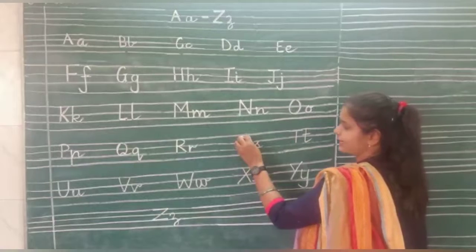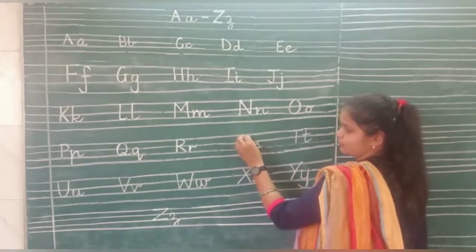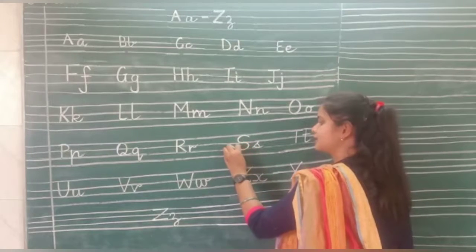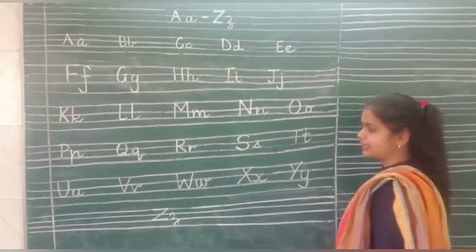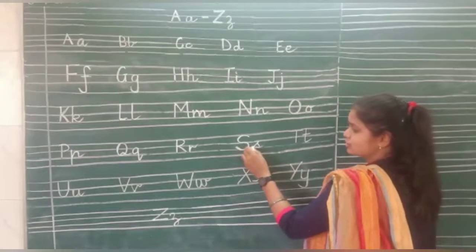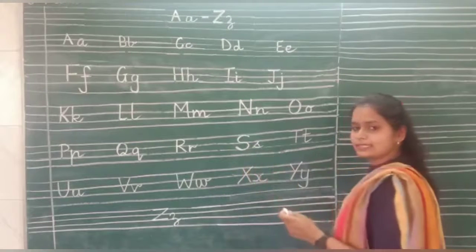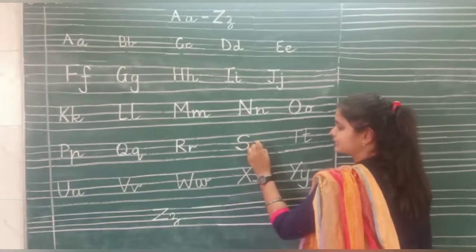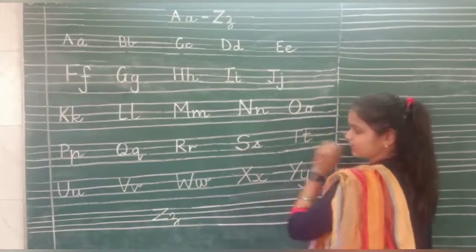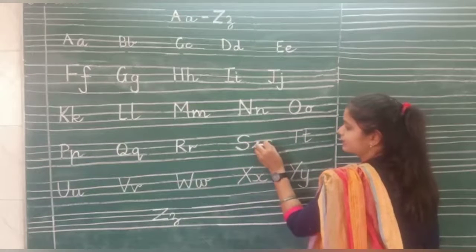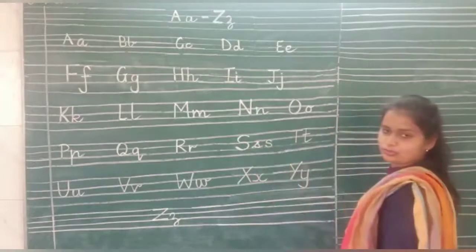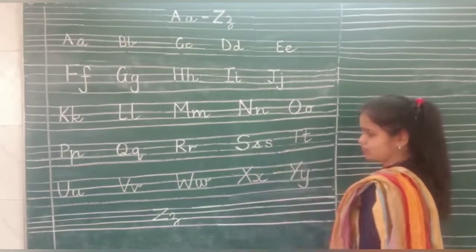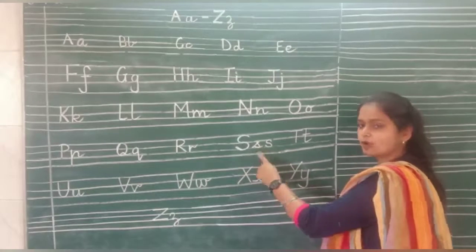Now coming to capital S, very easy: slant curve like this, then a small curve like this and a kick. So this is S, capital S. And then small s, children, we can write small s in two ways. First like this, a slant line, then a small curve like this and a kick. Or you can write it like capital S also. As we have written capital S, we can write small s between these two lines also. So there are two ways to write small s.